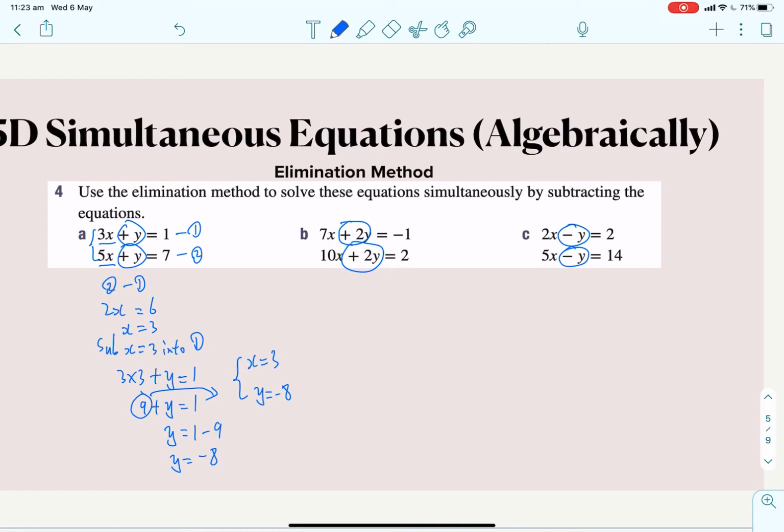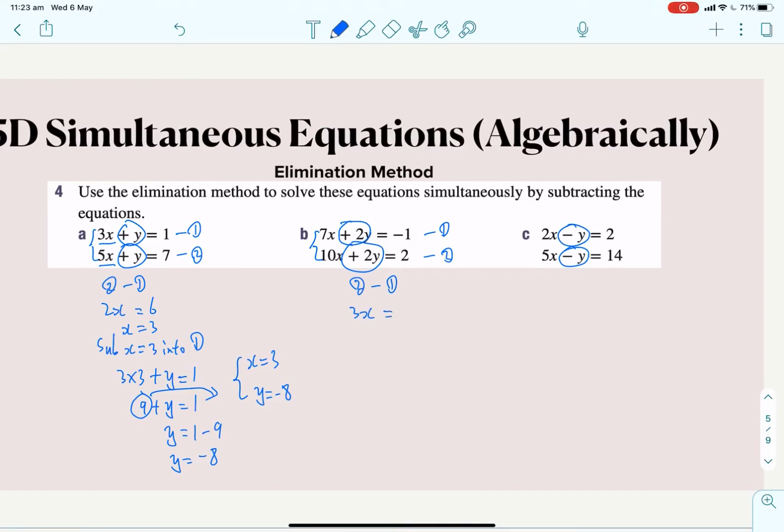Give it a go and do the next two. You can do substitution or elimination. Doesn't matter. The answer will still be the same. Just depends on preference. Pause the video to give it a go first before we do it. Okay. Now let's move on. So again, we got 1, we got 2. Second one's bigger, so 2 minus 1. 10 minus 7 is 3.